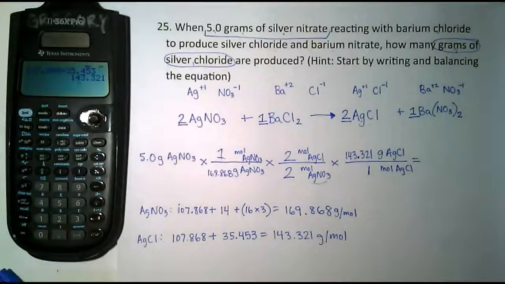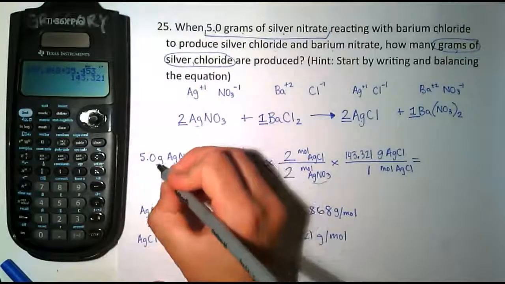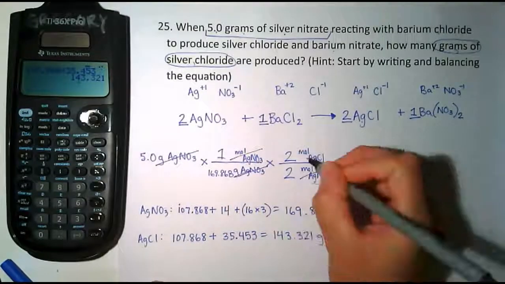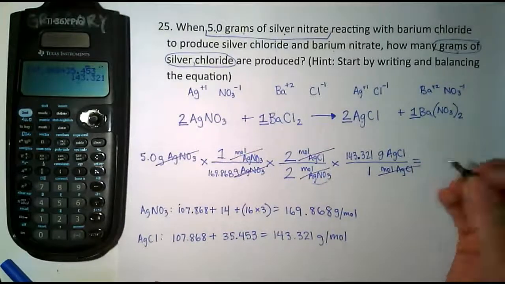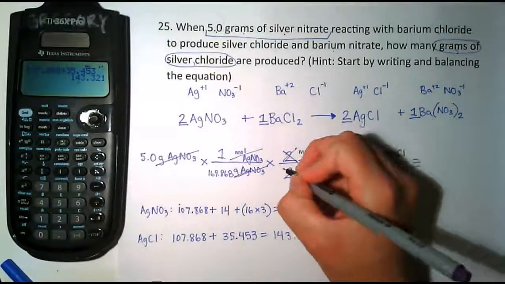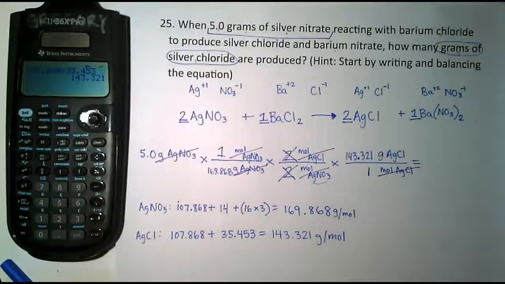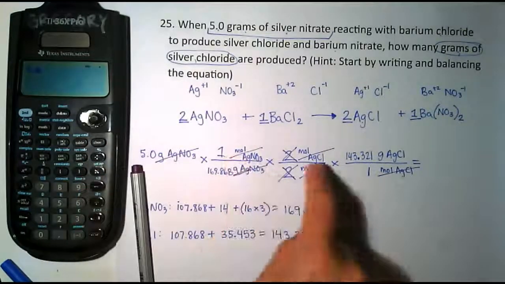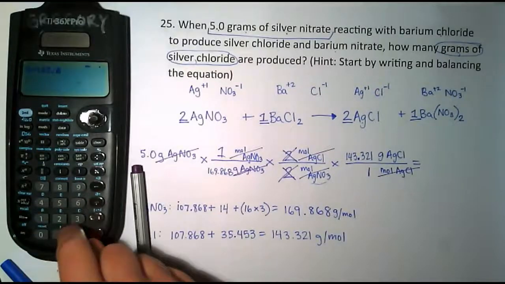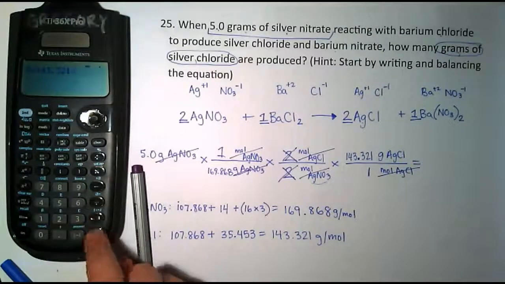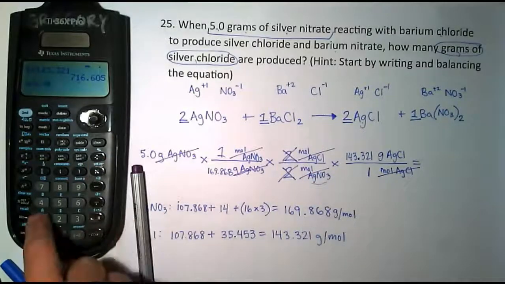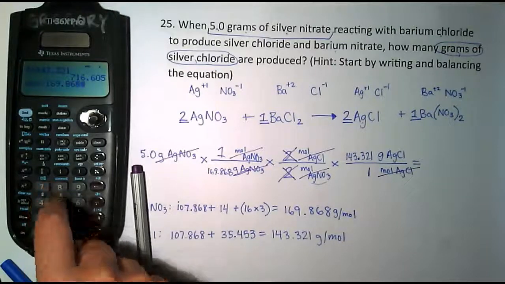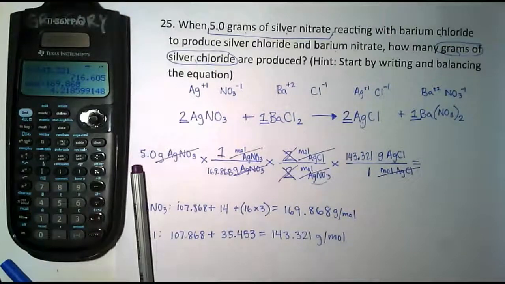So now let's cancel some units out and do our calculation. Grams silver nitrate cancels, moles of silver nitrate cancels, moles of silver chloride cancels, and we can also cancel out these 2's because we have 1 on top, 1 on bottom, so those cancel out as well. So now we just need to type into our calculator 5 times 143.321, and then we need to divide that by 169.868.